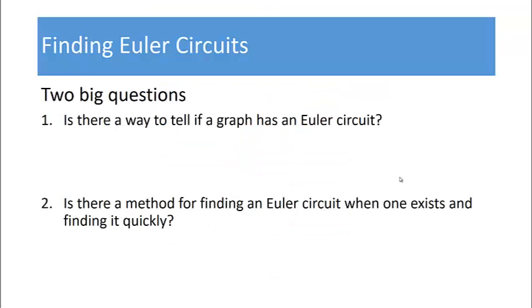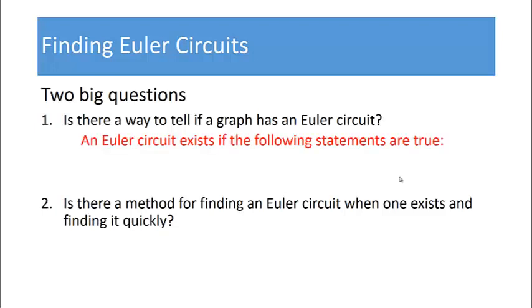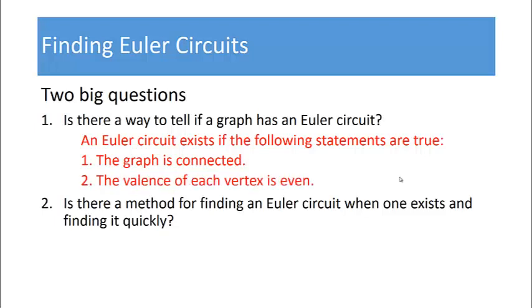Let's go back to our 2 big questions. So, is there a way to tell if a graph has an Euler circuit? The answer is yes. An Euler circuit exists if and only if the following statements are true. Number 1, the graph is connected. And number 2, the valence of each vertex is even. So, a graph will only have an Euler circuit if it is connected and if the valence of each vertex is even.